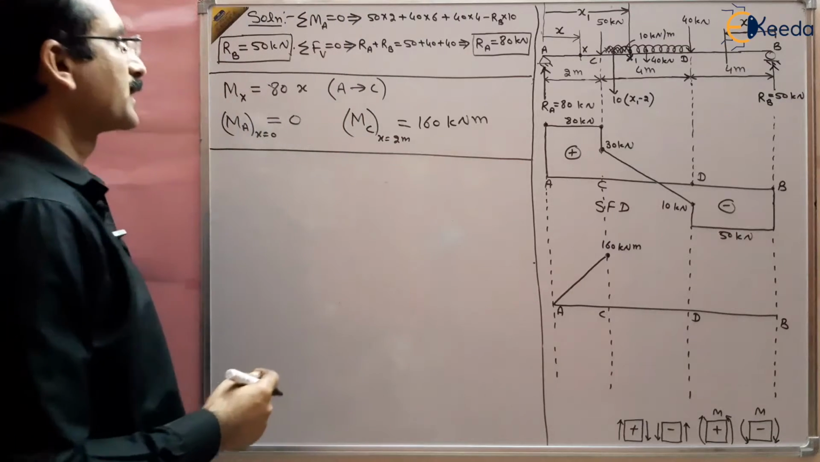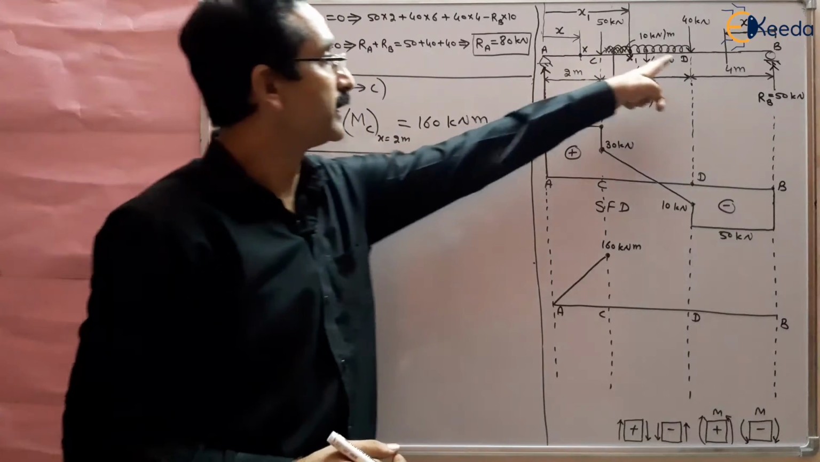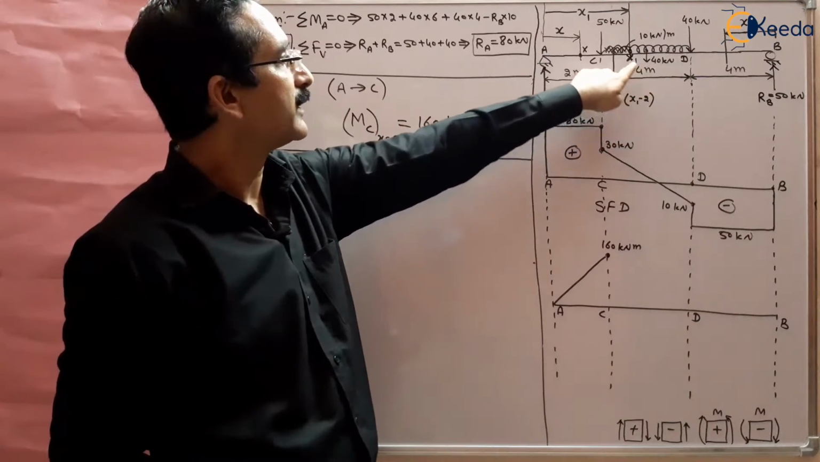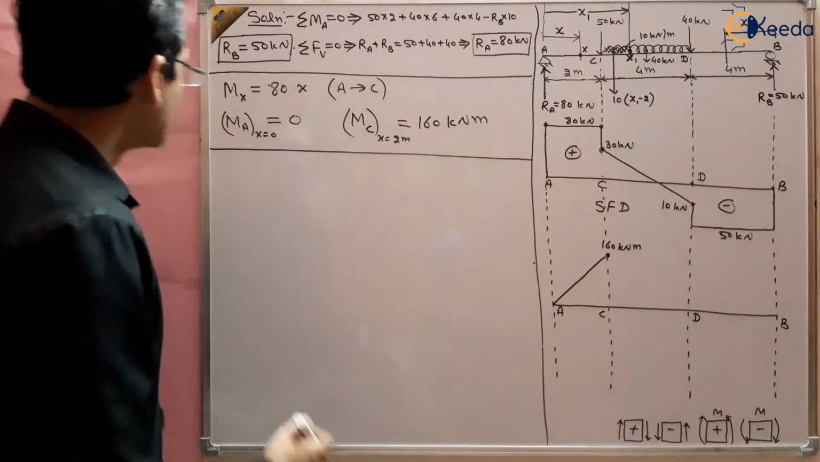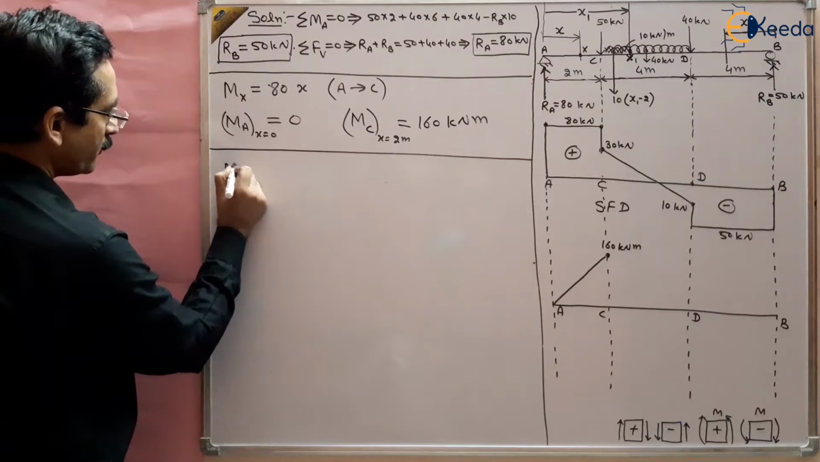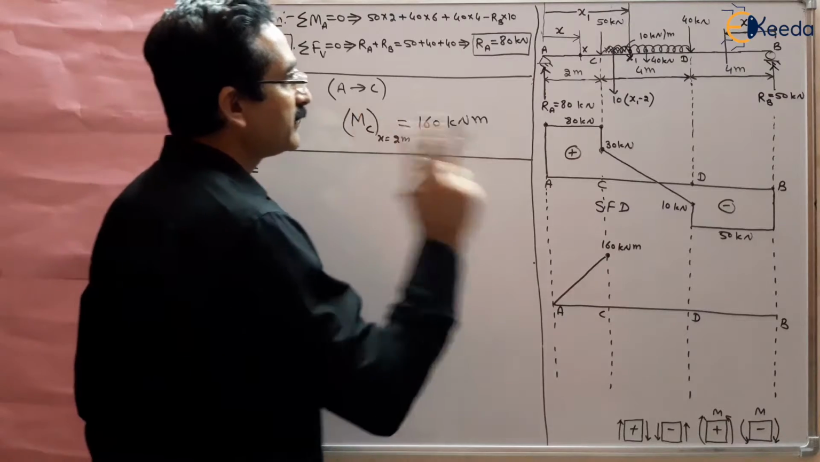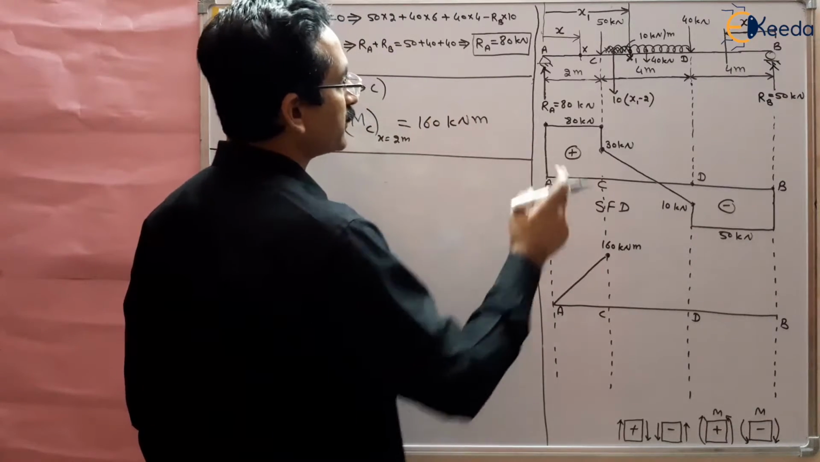Next part is from C to D. So take the section from C to D. We have already taken section X1, right? So find out Mx1, which will be equal to the moment of all the forces. Here 3 forces will be there. We have to take the moment of 3 forces about X1.